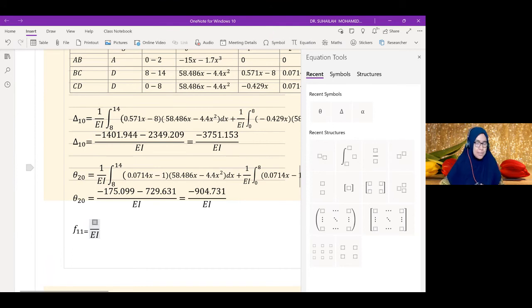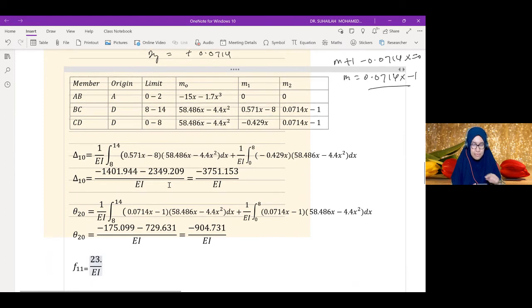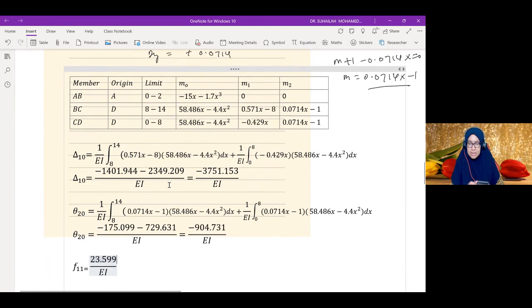By looking at the table, I will calculate the value directly. It is M1 square. So I integrate 0.571 alpha x minus 8 square, from 8 to 14. So it is 23.599 for BC.